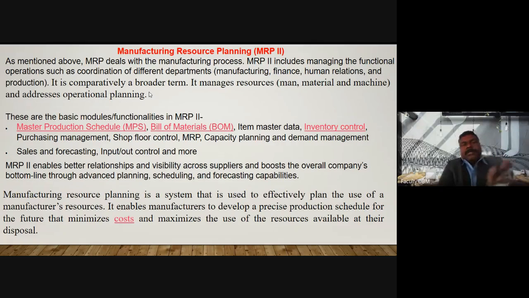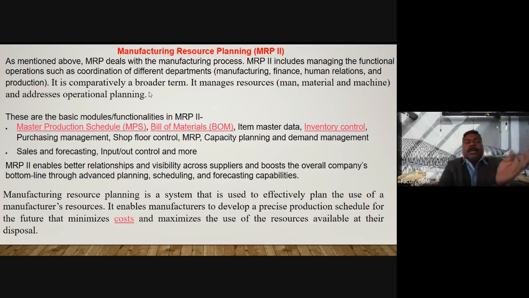So these are the basic module functionalities of MRP2. The one is master production scheduling. Scheduling the production, the schedule we have seen, Johnson's rule we have used for scheduling M jobs, 2 jobs, 3 jobs, 4 jobs, like this. And bills of materials, what are the materials needed at the time to cater to the services that we need to plan, and the item master data should be there.